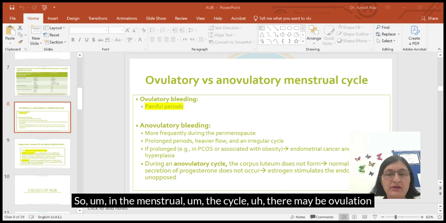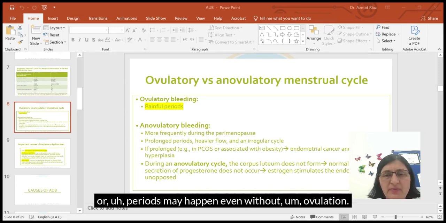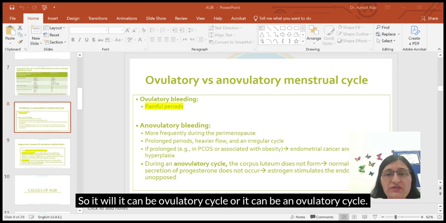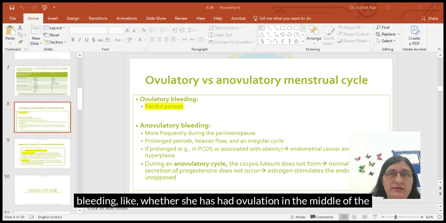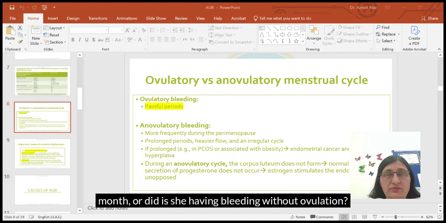In the menstrual cycle, there may be ovulation, or periods may happen even without ovulation. So it can be an ovulatory cycle or an anovulatory cycle. And how do we know whether a person is having ovulatory bleeding, like whether she has had ovulation in the middle of the month, or is she having bleeding without ovulation?